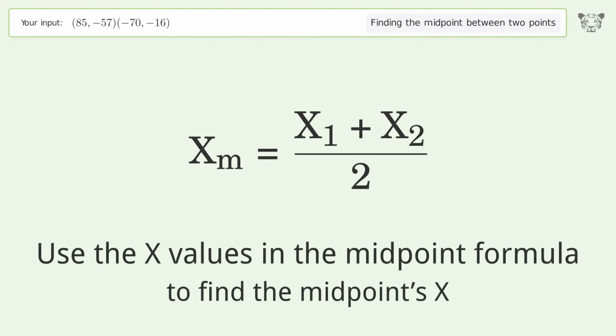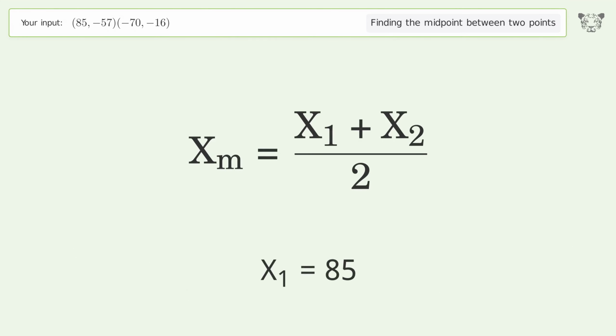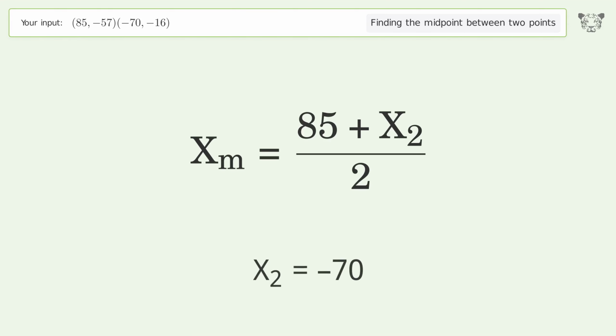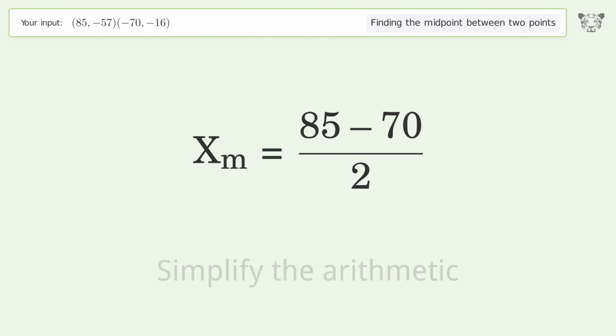Use the x values in the midpoint formula to find the midpoints x. x1 equals 85. x2 equals negative 70. Simplify the arithmetic.